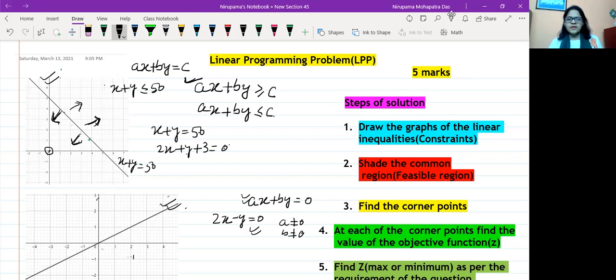To do that, let us take x equal to 0, y equal to 0, then 0 plus 0, 0, less than or equal to 50 is true. It means the solution will be towards origin.